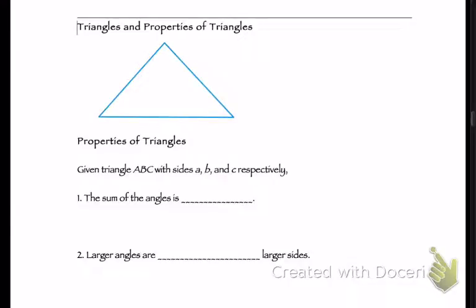Some things that are going to be important to remember. Let's make sure we're all on the same page. I'm going to label this triangle ABC. What I want you to notice is that I labeled the sides lowercase a, lowercase b, and lowercase c. Angles should always be uppercase. Sides should always be lowercase. Always, 100% of the time.